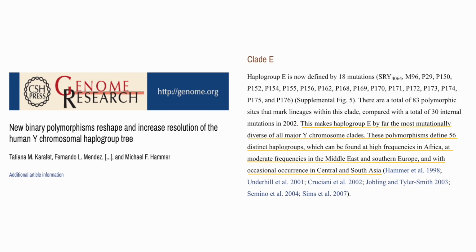Haplogroup E. This makes haplogroup E by far the most mutationally diverse of all major Y chromosome clades. These polymorphisms define 56 distinct haplogroups, which can be found at high frequencies in Africa, at moderate frequencies in the Middle East and Southern Europe, and with occasional occurrences in Central and South Asia.